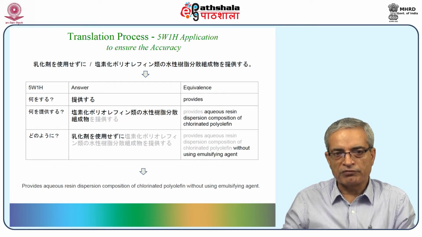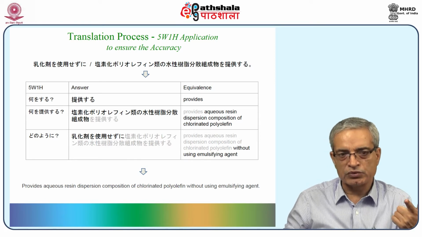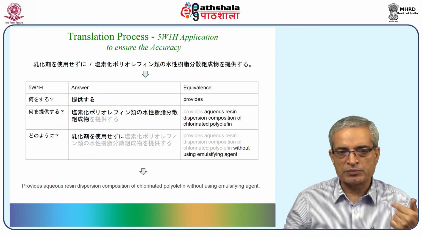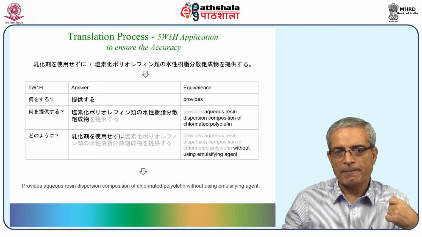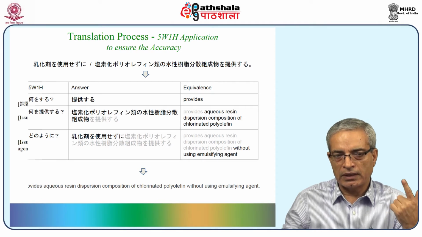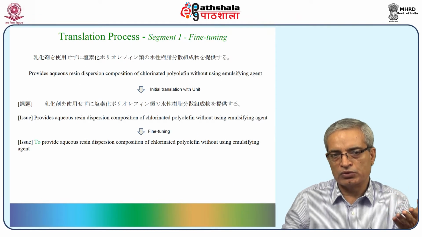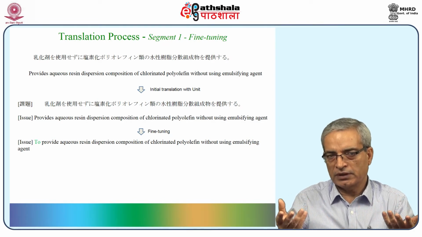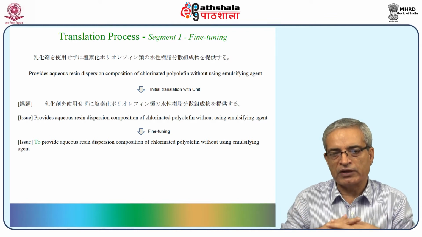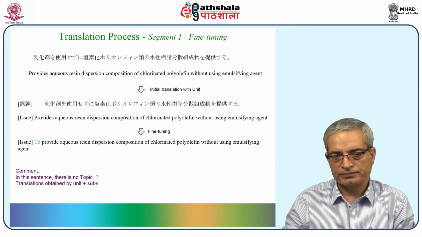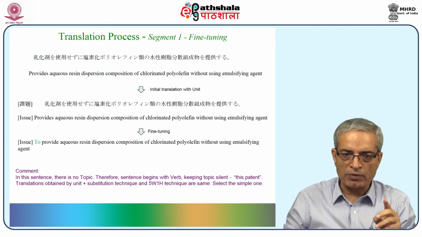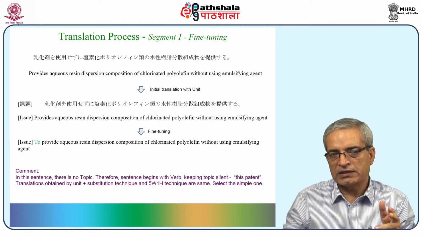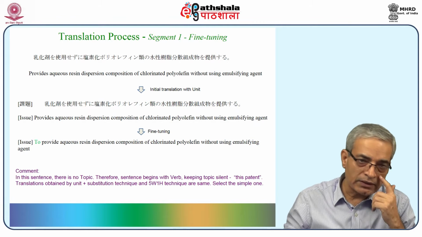Okay, let's do some fine tuning. The initial translation is the same as what we read a while ago. That is, provides aqueous resin dispersion composition of chlorinated polyolefin without using emulsifying agent. And fine tuning is just to put to provide aqueous resin. Even if we want to leave it, it's fine, but fine tuning will make it a little better. In this sentence there is no topic, therefore the sentence begins with a verb, keeping the topic silent.